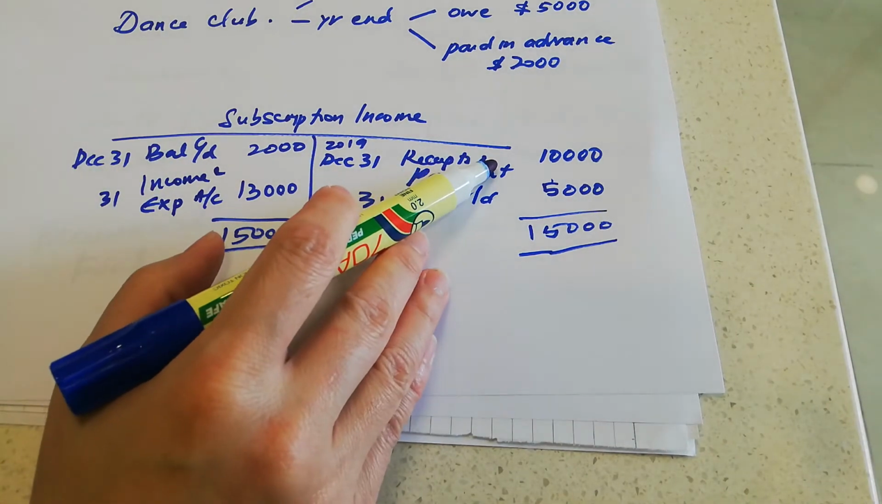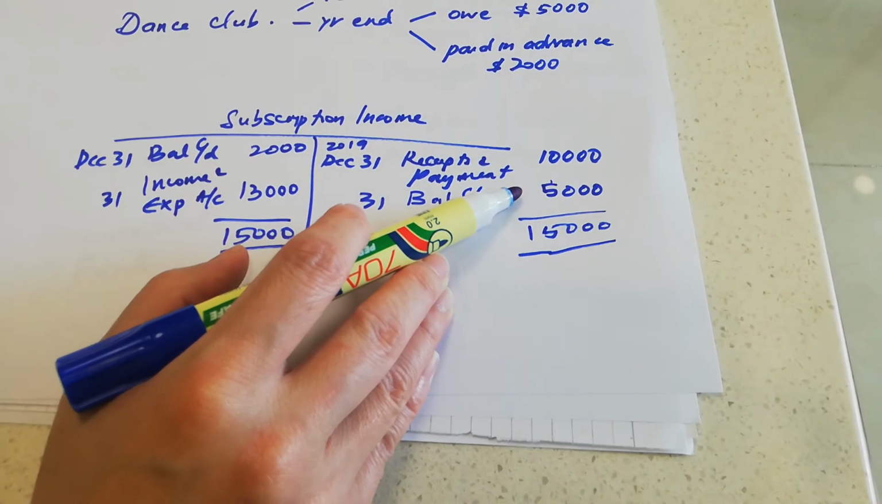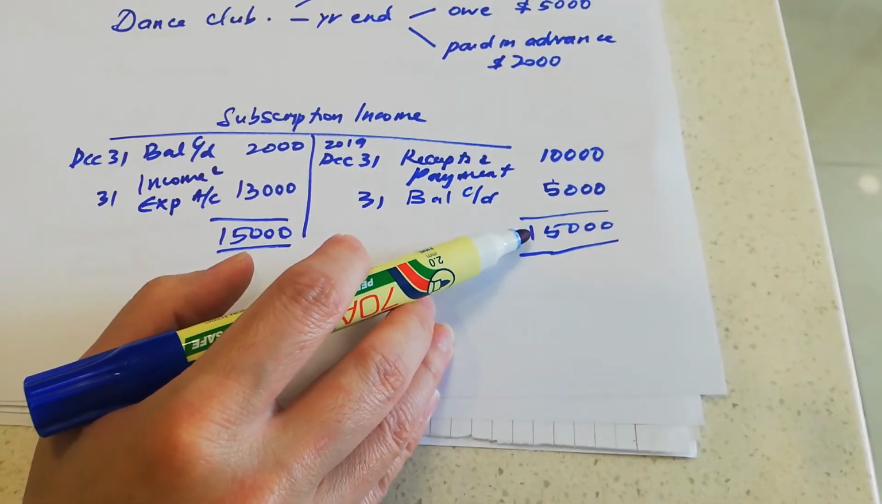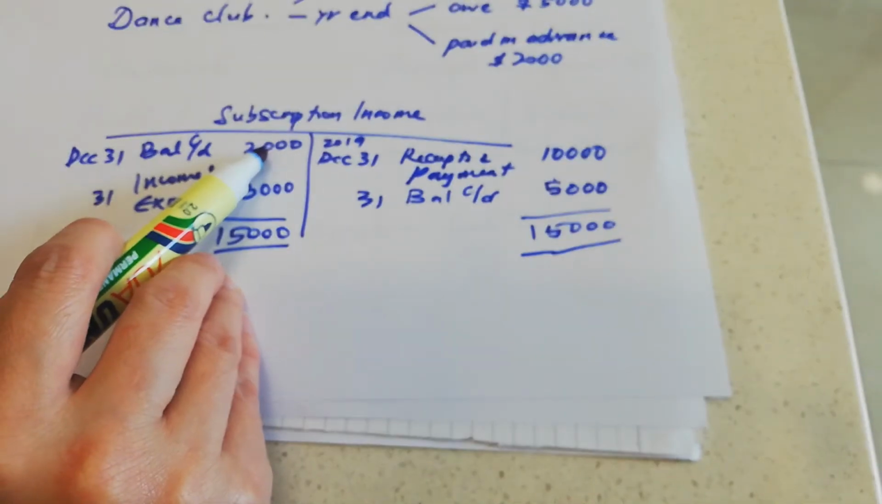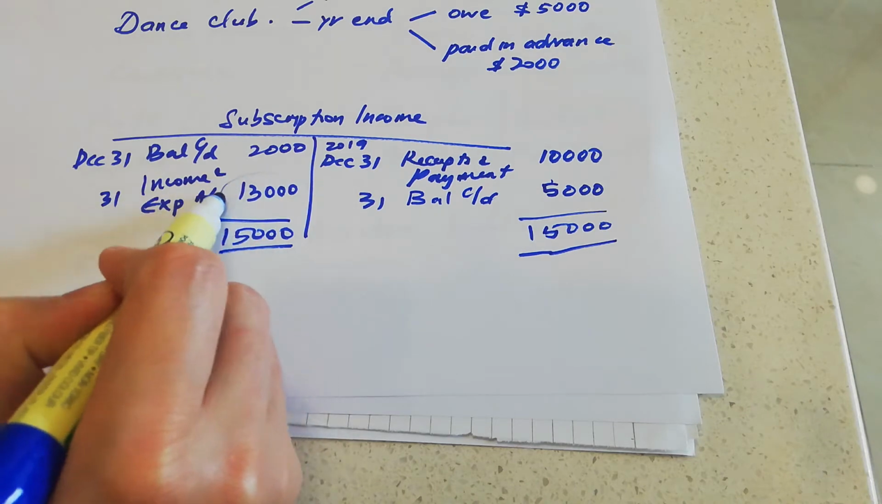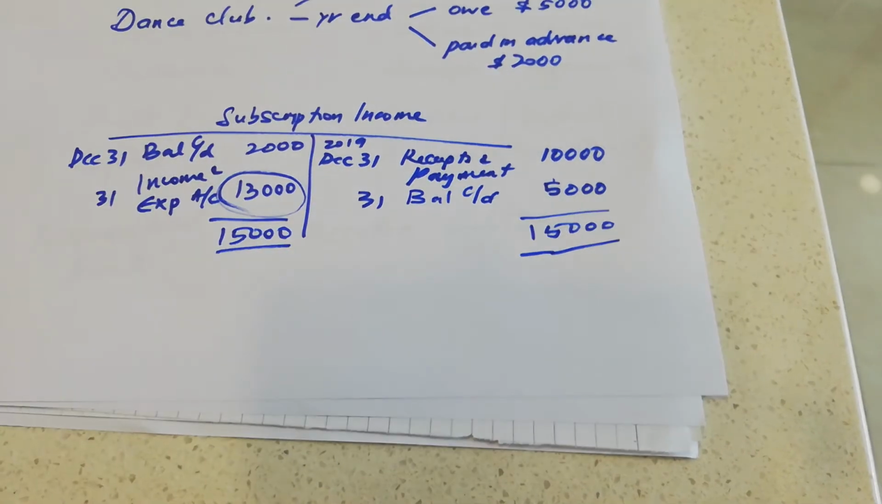You have received 10,000 for this year. There are still members owing 5,000 for this year. Okay, so that's 15,000 that you have received. But out of the 15,000 that you received, 2,000 is actually for next year. So you minus that. That's why 13,000 is relating to this year. And this figure goes into your income and expenditure account. Okay, that is the rule on your balance carry down figure.